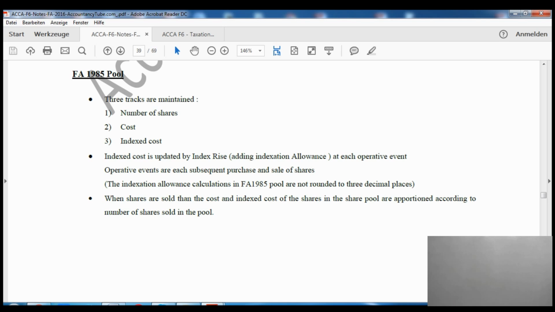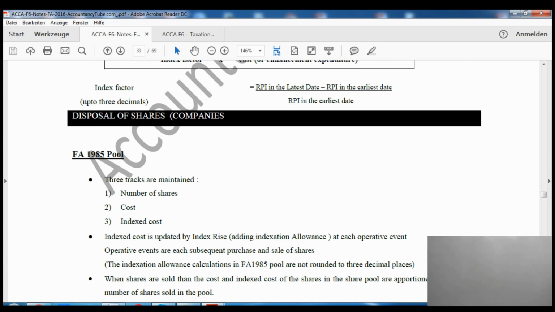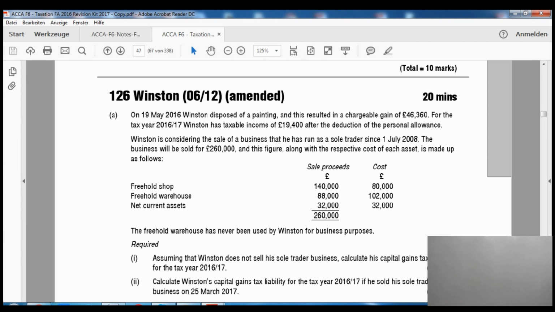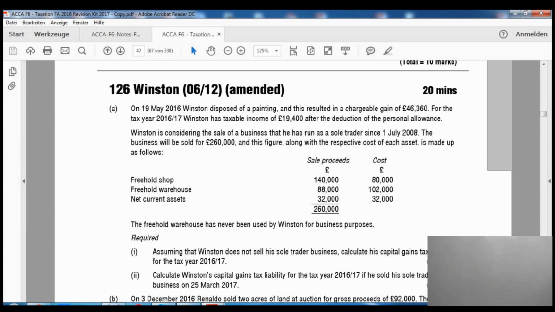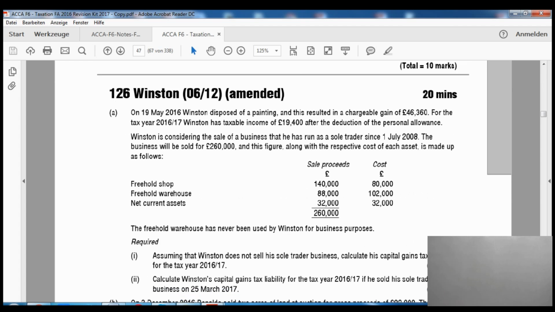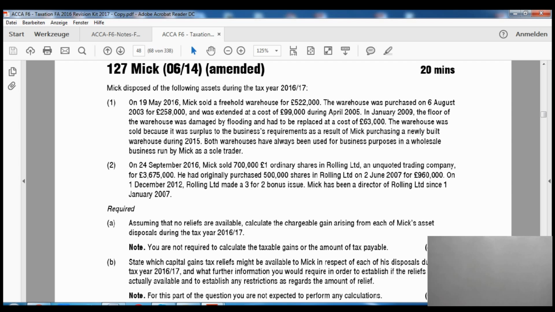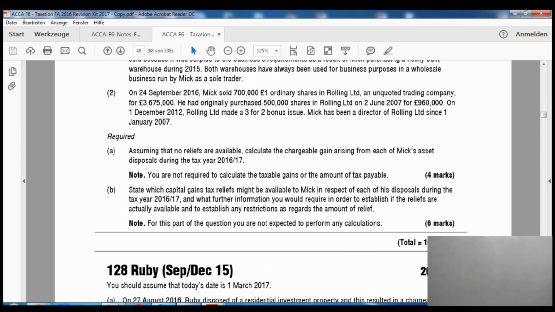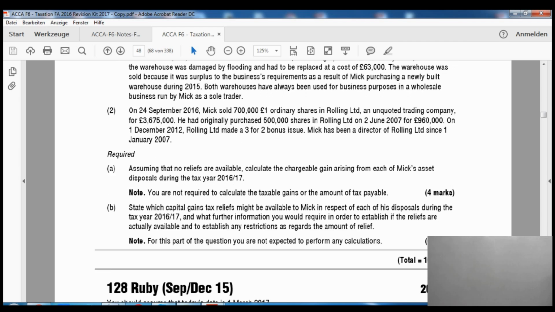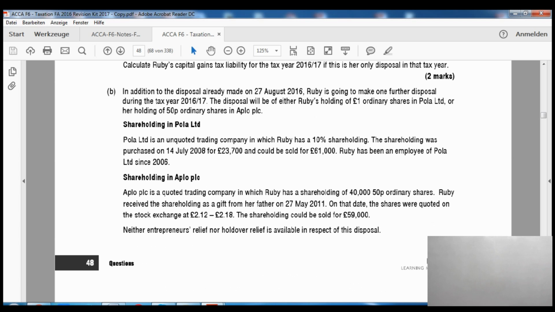Let me just show you a question which you have to do. I only asked you to do part B of this question. We have to do part A as well, so please make sure you redo this question and the previous question as well, which is 125. The question relevant to this shares bit is question number 127. In fact, 128, sorry. 128 part B is relevant for the shares. So please make sure you redo this question as well. It is relevant to this part.